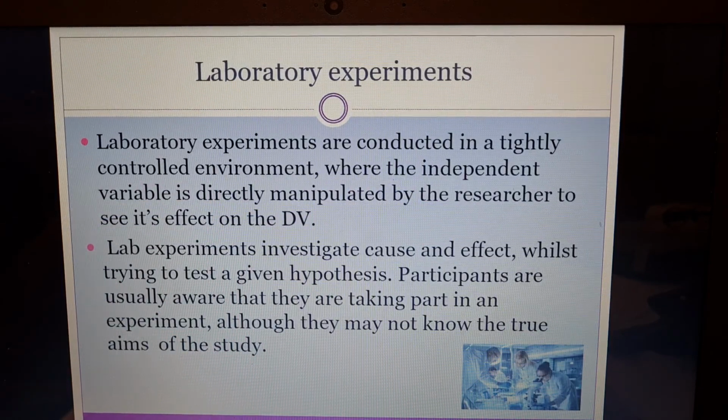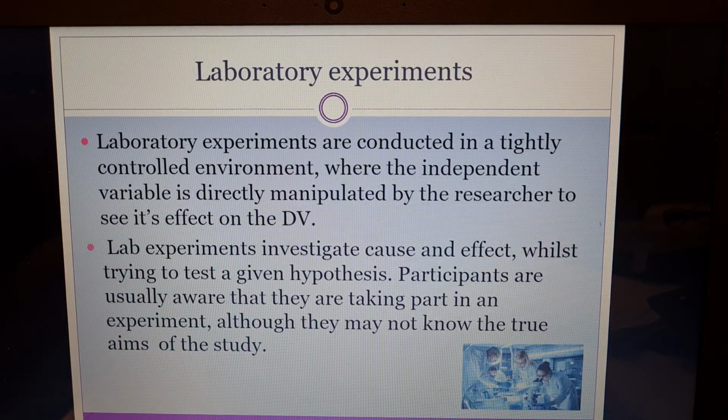Next is laboratory experiments. Lab experiments are conducted in a very tightly controlled setting where the independent variable is directly manipulated by the researcher to see how it affects the dependent variable. Lab experiments do investigate cause and effect whilst trying to test a given prediction. So participants are usually aware that they are taking part in an experiment if it's a lab experiment, although they may not know the true aims of the study.